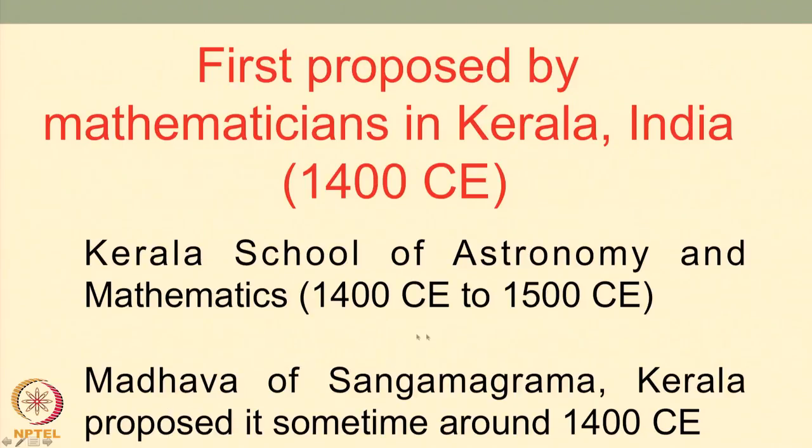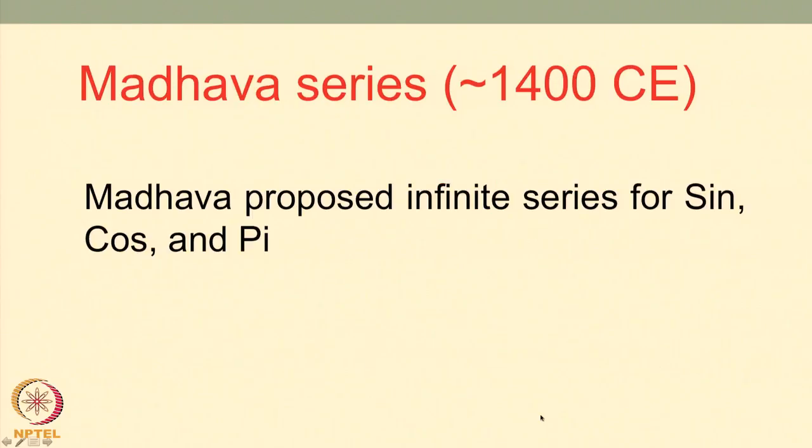So Madhava of Sangama Grama in Kerala first proposed this kind of infinite series around 1400 CE. Madhava proposed series for sine, cos and pi. Pi can be written using tan inverse x, so you should think about how pi can be written with tan inverse x. He first proposed this series for sine, cos and tan inverse x, which is related to pi.